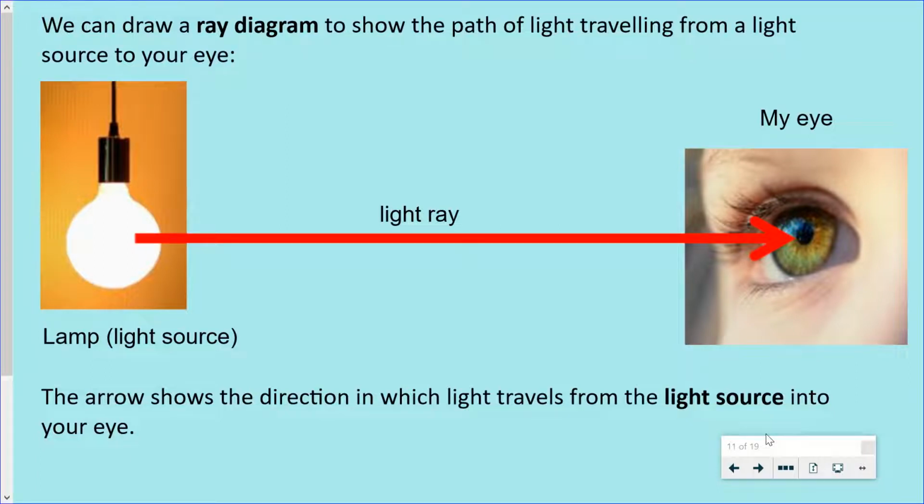We can draw a ray diagram to show the path of light travelling from a light source, so something that creates its own light, to your eye. So here we've got our lamp, which is our light source, our light ray, and then my eye. And it's really important that the arrow shows the direction in which light travels from the light source to the eye. So we can't have the arrow going from eye to light source. It must be from the light source to your eye.